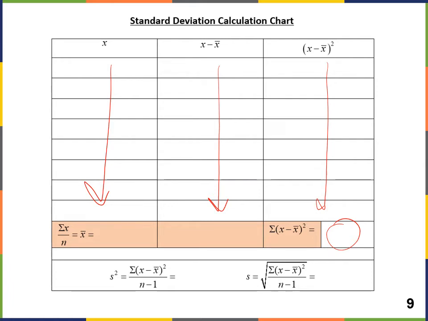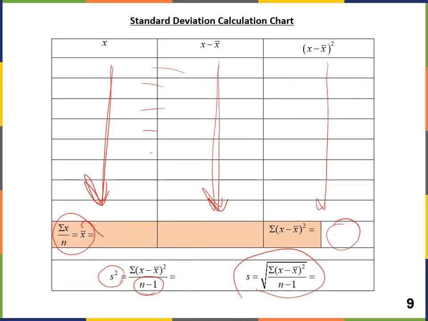Then once we get that number, if we're doing it for a sample, and this is all set up as a sample, we'll divide that sum by n minus 1, and that'll give us the sample variance. Then we take the square root of that whole thing, and that'll give us the sample standard deviation. So by putting it in this table, listing your data values here, calculating the mean, and subtracting the mean off of each data value, which is really just calculating the deviation for each particular data value.